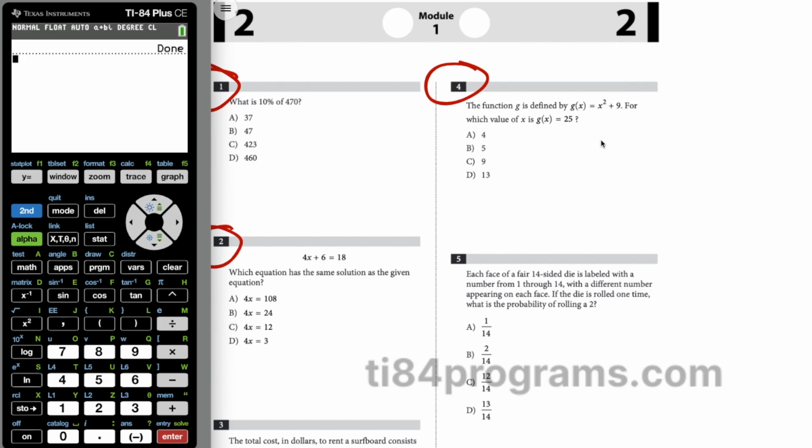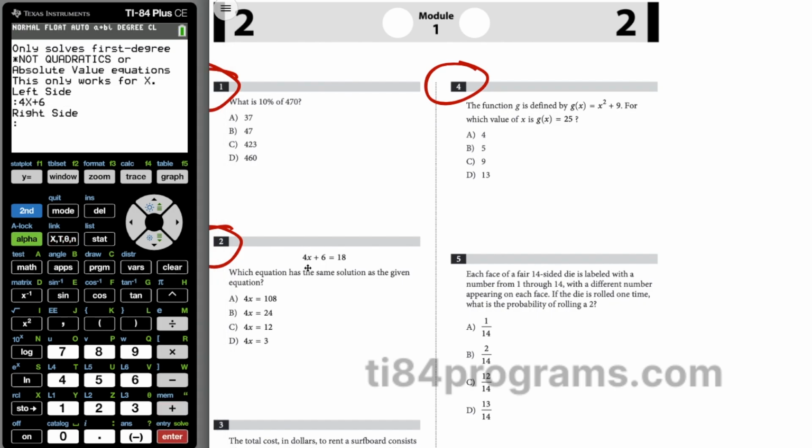Now, for question 2, it's not directly answerable through this, but we're going to run it anyway. We're going to go algebra equations, and then we're going to do solve an equation, and we're going to do 4x plus 6 is the left-hand side of this equation right here. The right-hand side is 18. And then we get x equals 3.